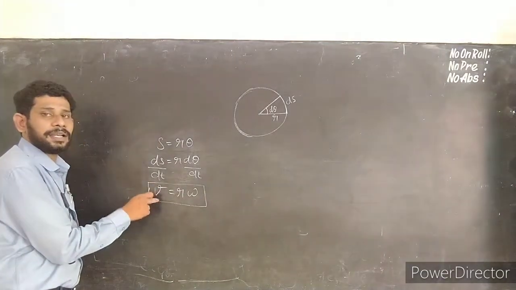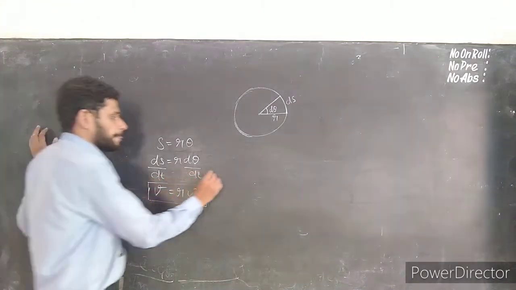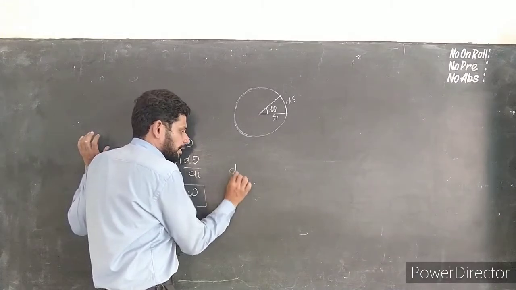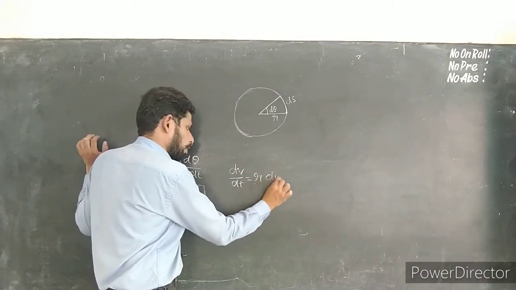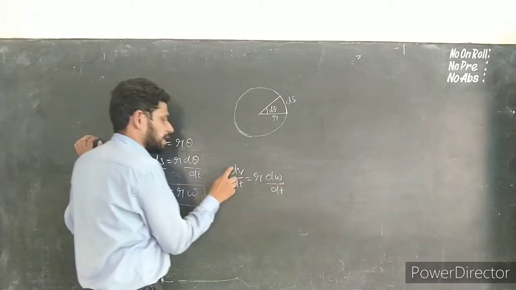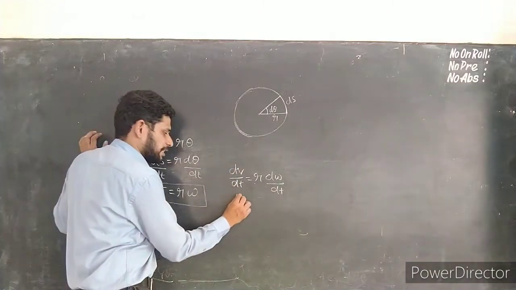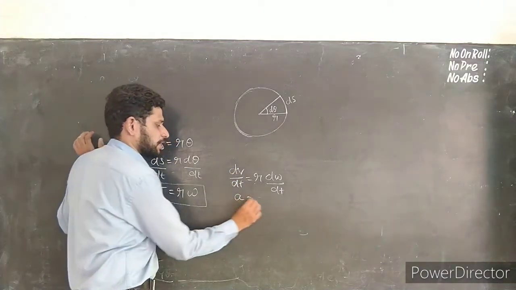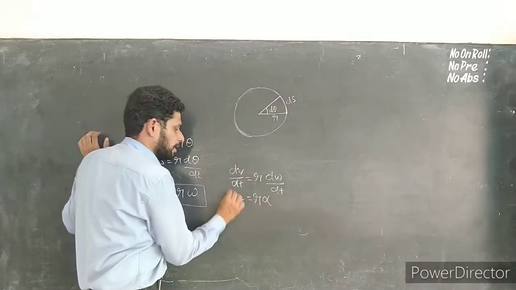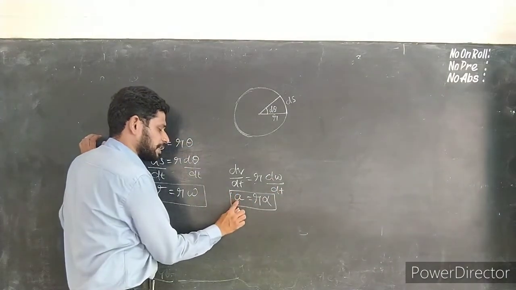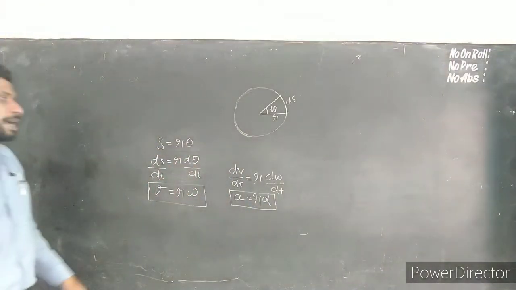It is called angular acceleration or linear acceleration. So dv by dt will be equal to r d omega by dt. Change in velocity, change in angular velocity. So we can write the linear acceleration as r times the angular acceleration alpha. This is the relation between linear acceleration and angular acceleration.